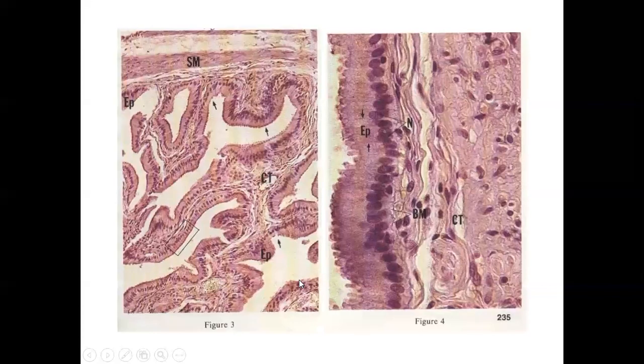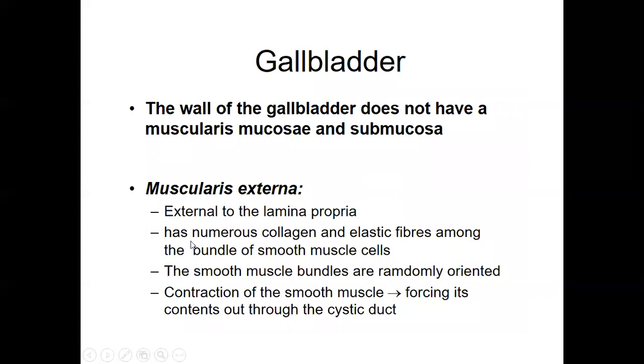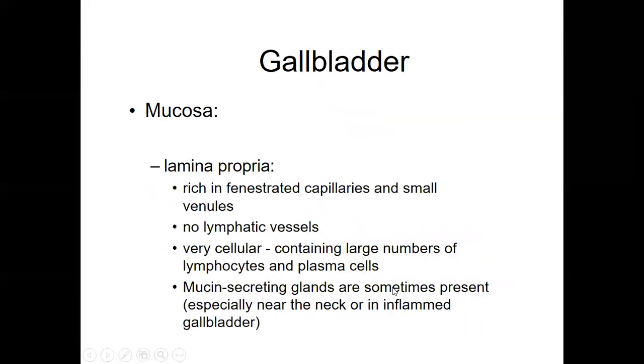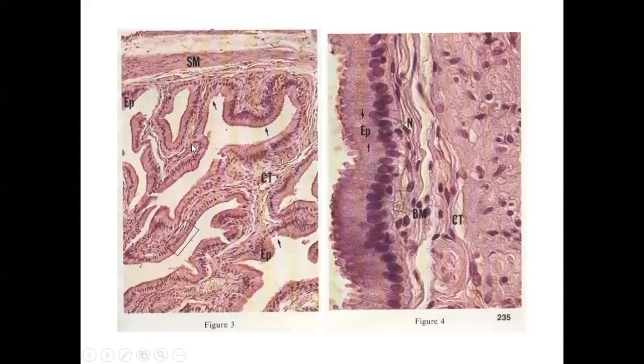Go to the pictures. You can see here a bundle of smooth muscle cells, right? This is the muscularis externa. The smooth muscle bundles are randomly oriented, and the contraction of smooth muscles here forces content out through the cystic duct. That is the function of the smooth muscle in the muscularis externa, because whenever it contracts, it will expel all the components that we have inside the gallbladder.